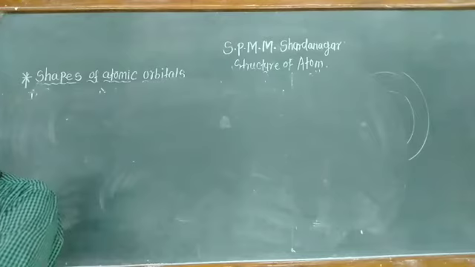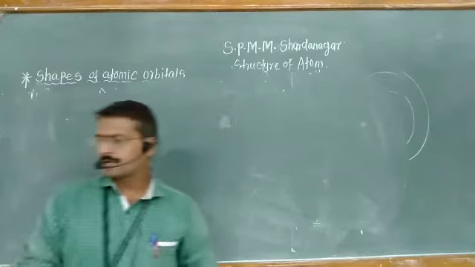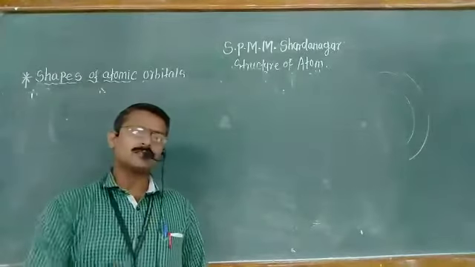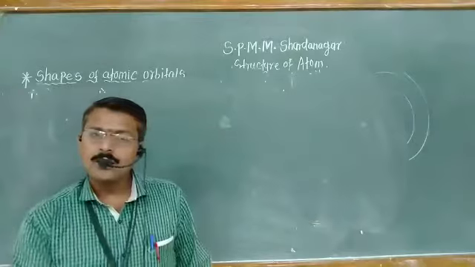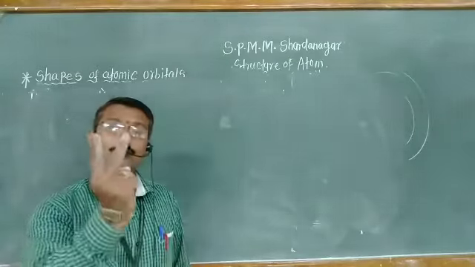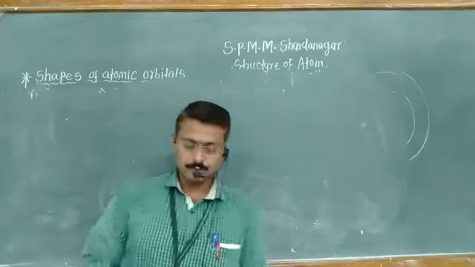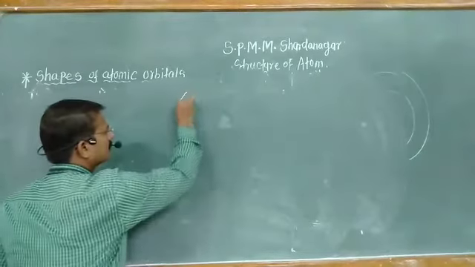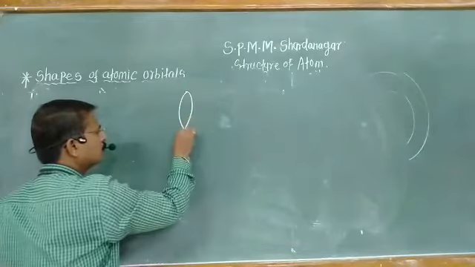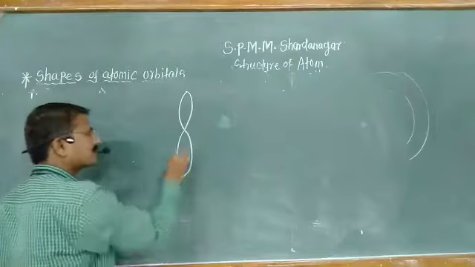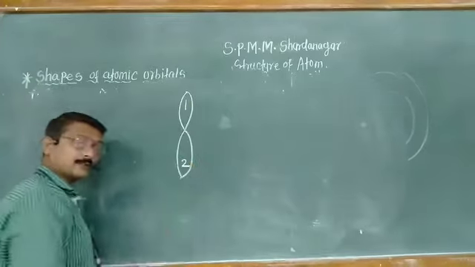We are discussing one by one. Each orbital consists of 2 lobes. Note that there are 2 lobes. This is the 1 and this is the 2. These are the 2 lobes.